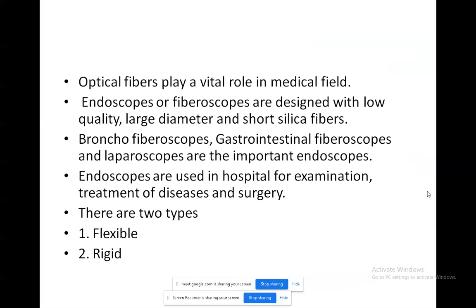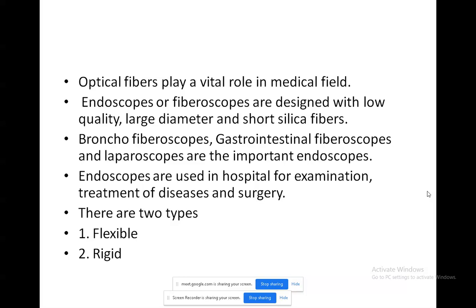Next, endomicroscopy. So endoscope, I think you all know what an endoscope is. It will be like an optical fiber cable. It will be inserted into the body for many treatments. Without doing any surgery, a small place in the body will be cut to insert this optical fiber. So through that you'll be having the treatment.